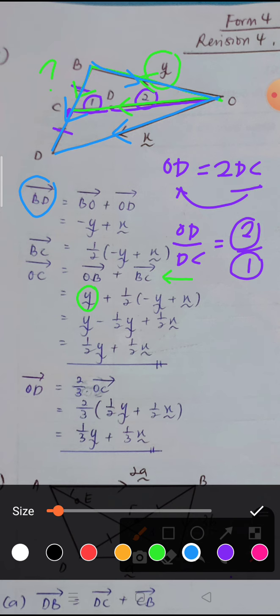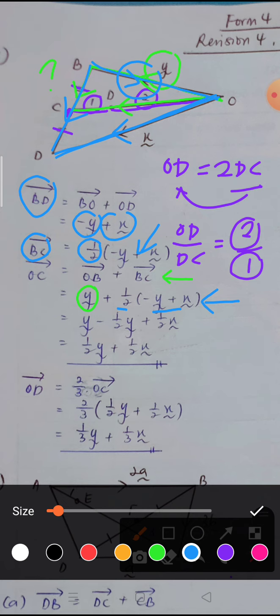Okay, so class, very obvious. Here is opposite direction, here we have negative y. And following here, same direction, we add x. So this is the vector BD. And we knew that vector BC is half of vector BD. Okay, so here we have this for BC. So we substitute here, vector BC is half of vector BD.